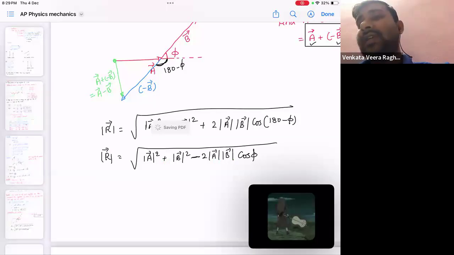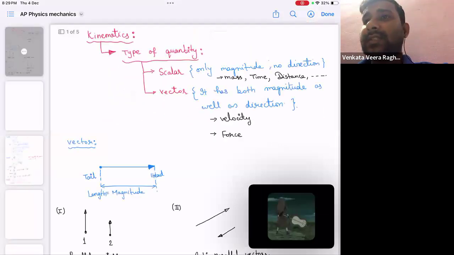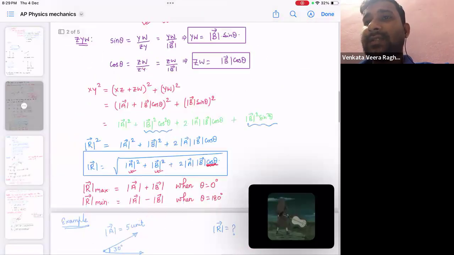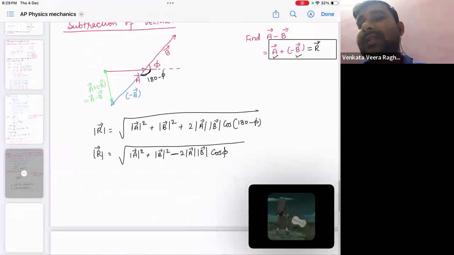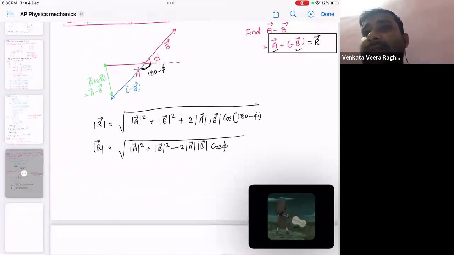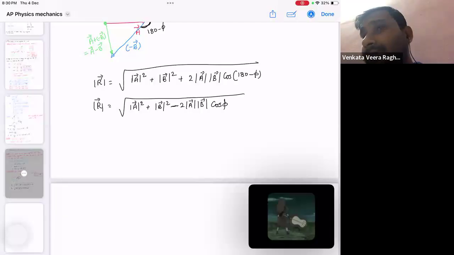So this is what we have calculated, the magnitude of a vector. Right here, we have done the vector subtraction, okay? So when we have done the vector subtraction, this is what we got. Is that clear? Now there is an example given to us. Just tell me, question gave what?